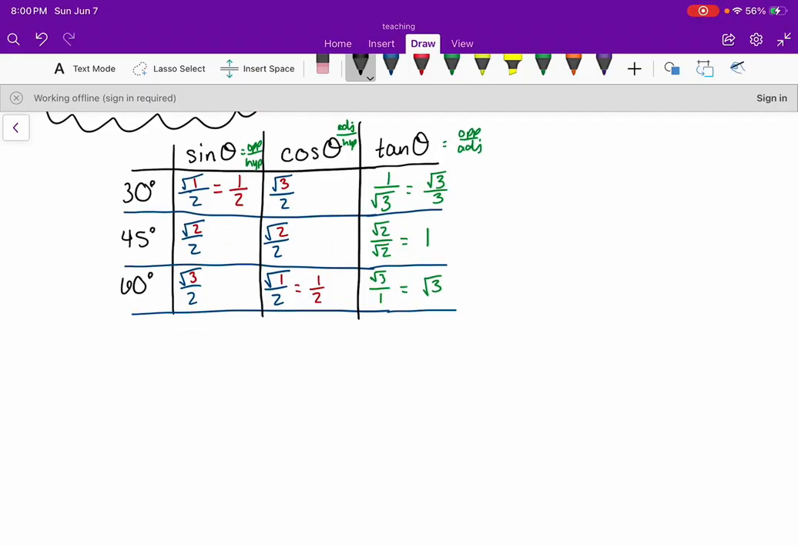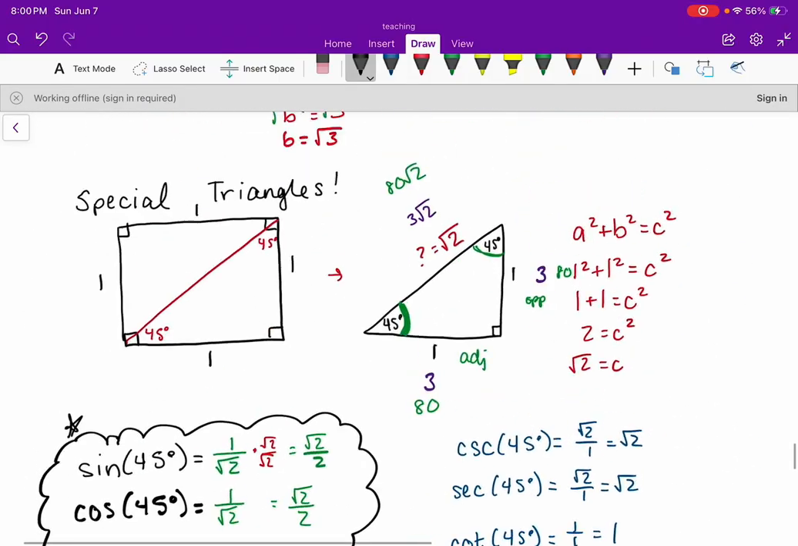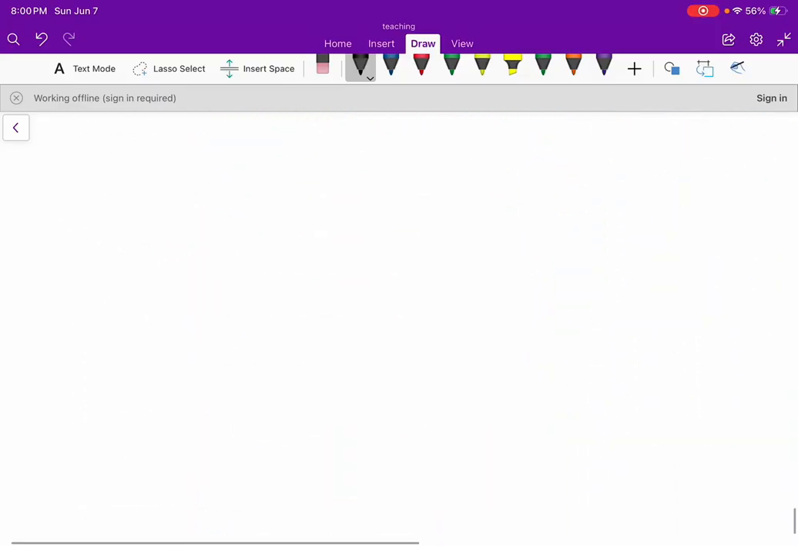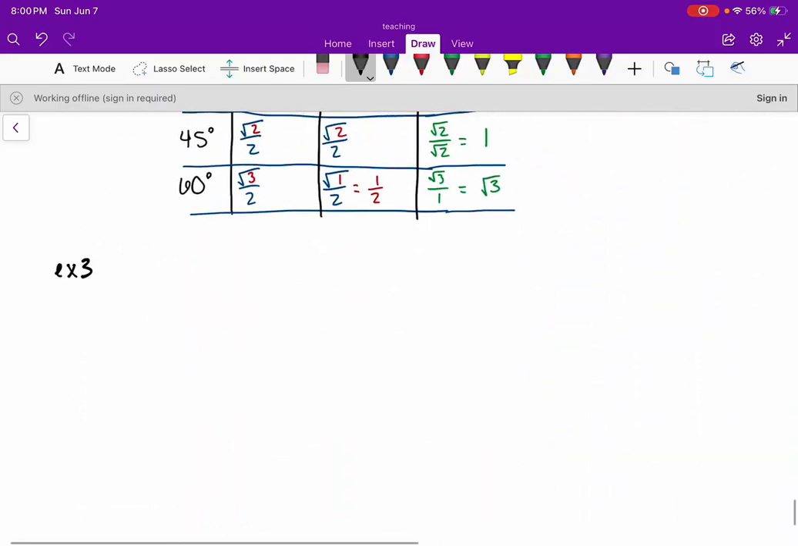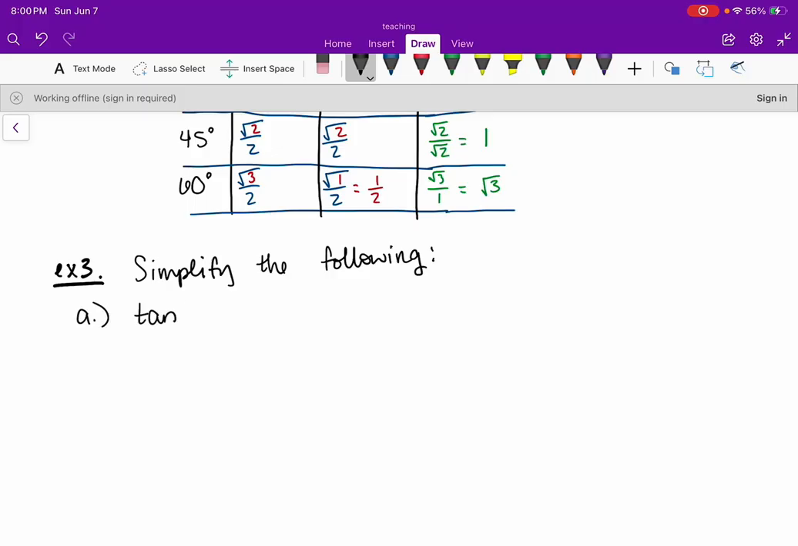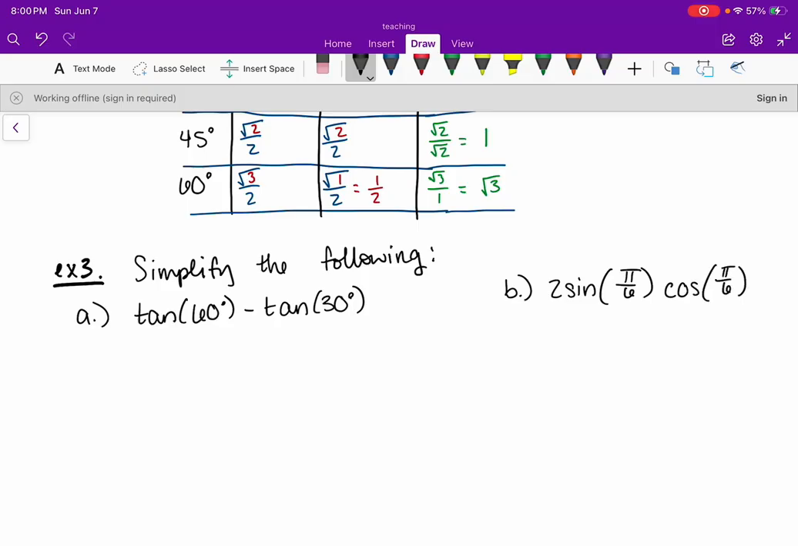Alrighty. I'm going to move on from this, and now we're going to do an example with it. So let me look at what number we're on. This would be example 3. So I'm just going to say simplify the following. Part A, we're going to have tangent 60 degrees minus tangent 30 degrees. Part B, I have 2 sine pi over 6 cosine pi over 6.